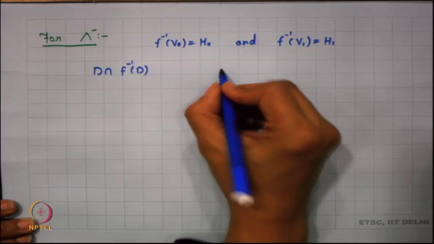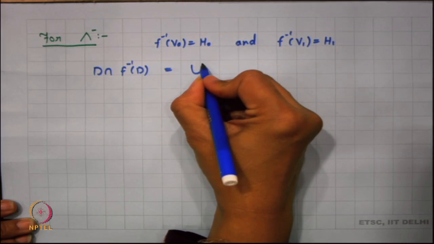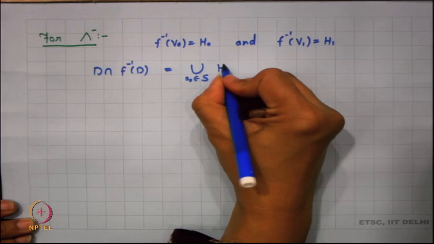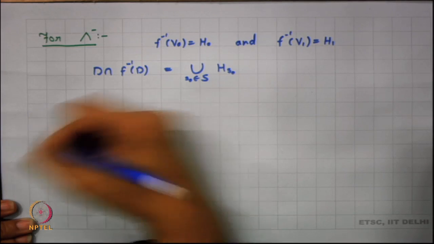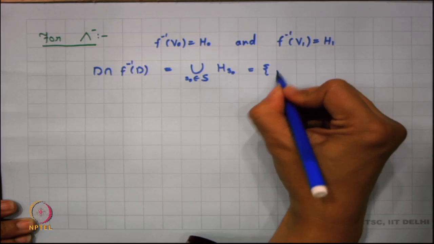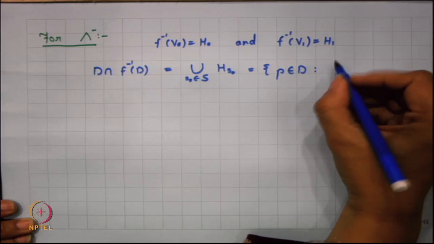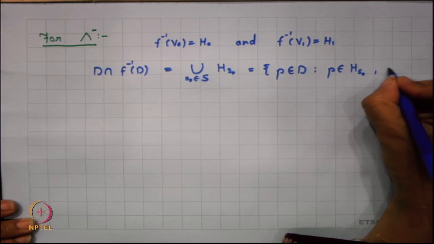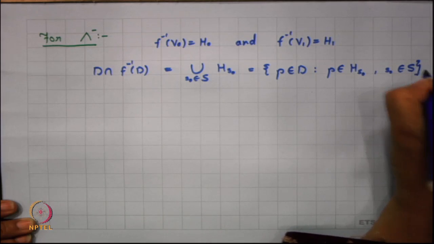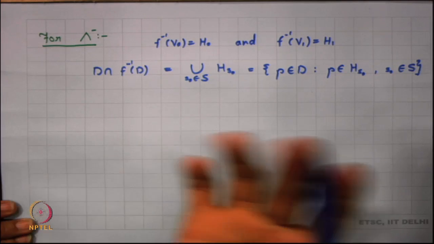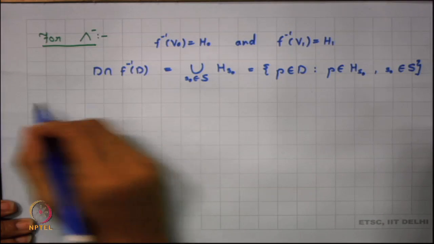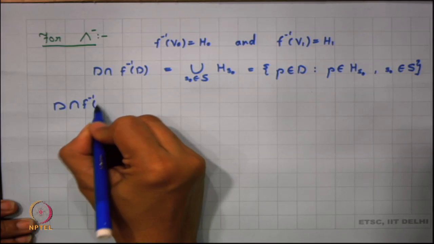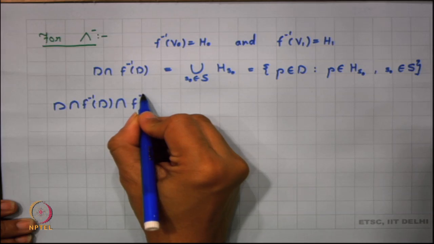And so, we can say that this is the union over all S naught belonging to S of H of S naught. And I can say this is the set of all P in D such that P belongs to H of S naught, for S naught belonging to S. Now, similarly, the kind of construction that we have seen earlier. What is my D intersection F inverse D intersection F minus 2 D?